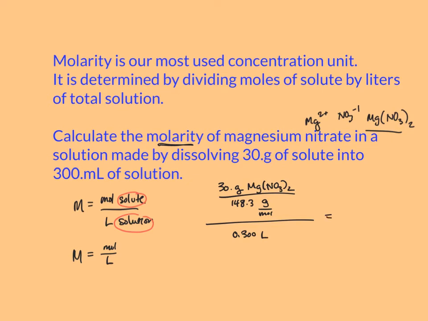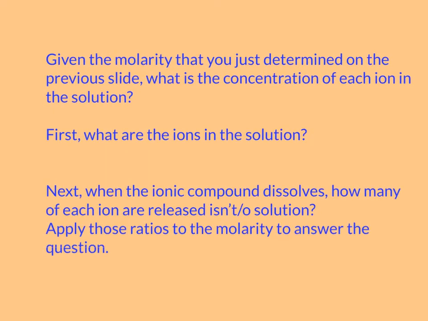So we calculate a molarity of 0.674. Oops, I have to round it to 0.67 due to significant figures. So glad I caught that. So we just found a molarity on the previous page of 0.67 molar magnesium nitrate.